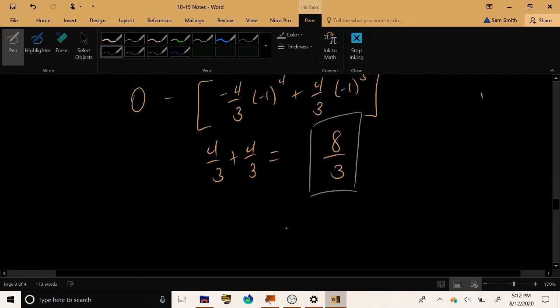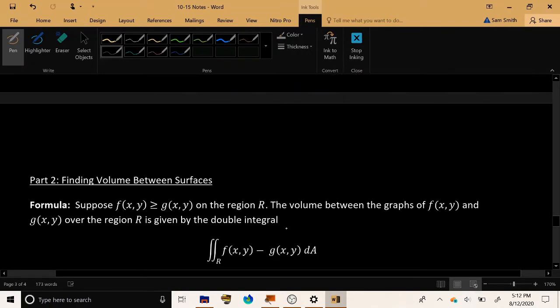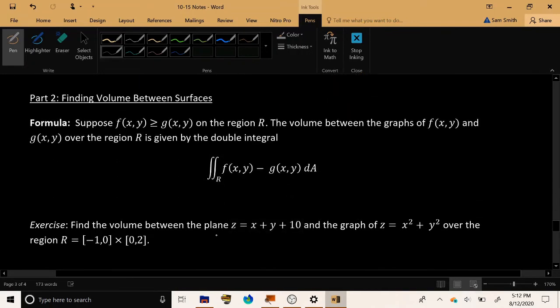Okay, now let's do one more example of this idea, where we find not the volume underneath a certain surface, underneath the graph of a 2D function, let us find the volume between two surfaces.